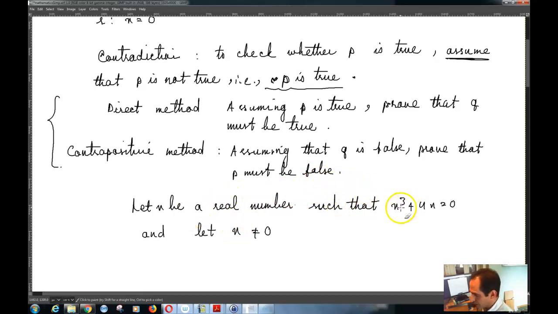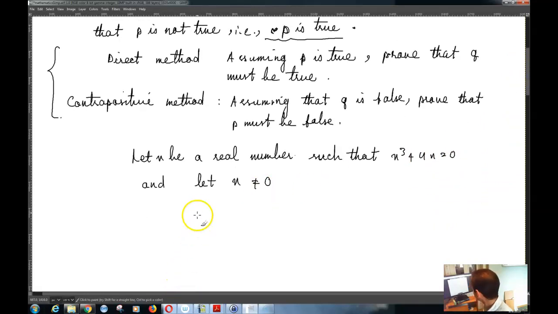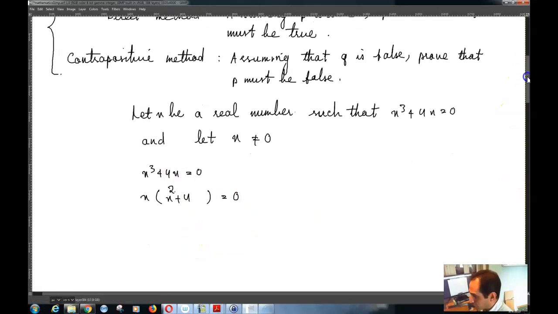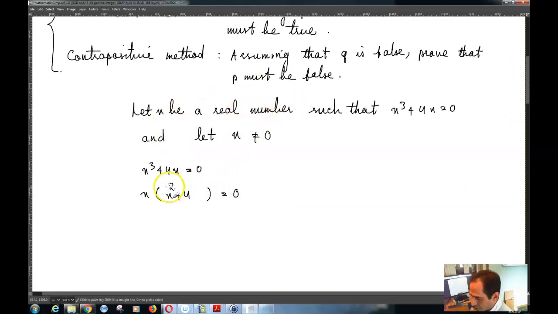So if x cubed plus 4x is equal to 0 here, and if x is not equal to 0, what that means is that x cubed plus 4x is equal to 0, which means that x times x squared plus 4 is equal to 0. Now, if x belongs to the set of real numbers, then either x is equal to 0 or x squared plus 4 is equal to 0.